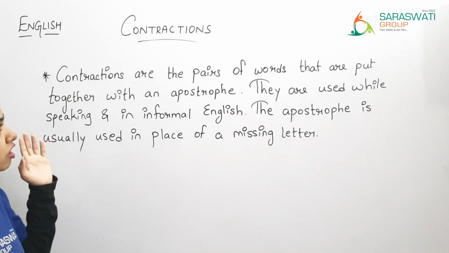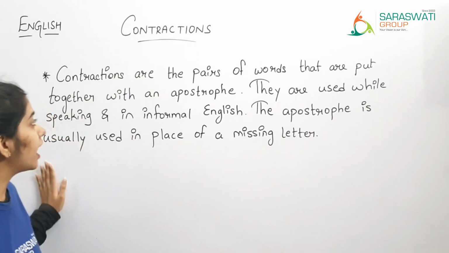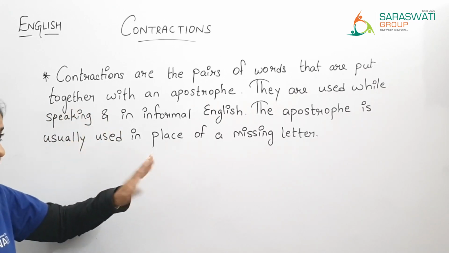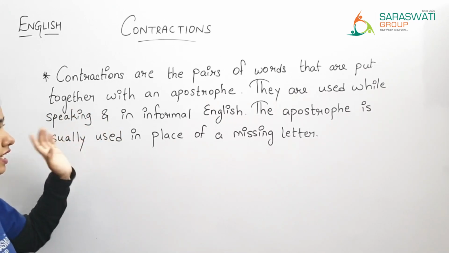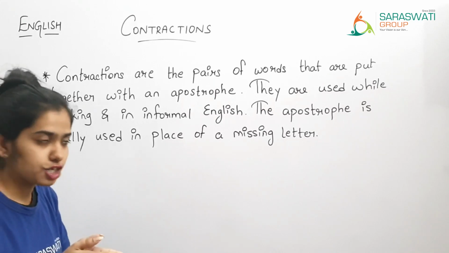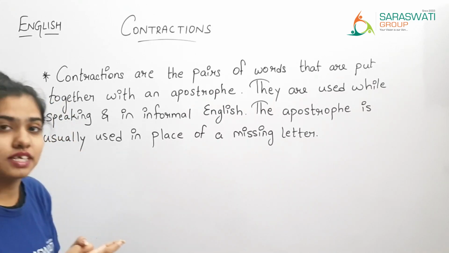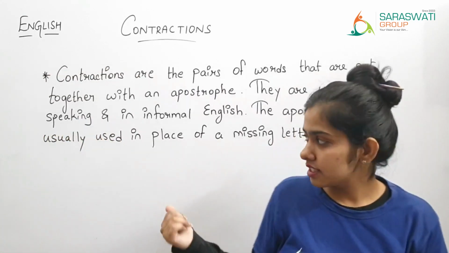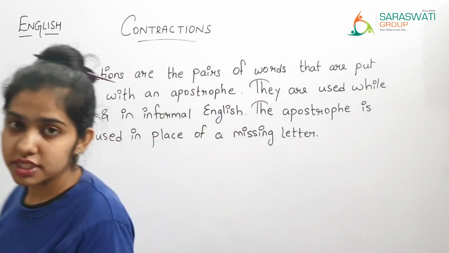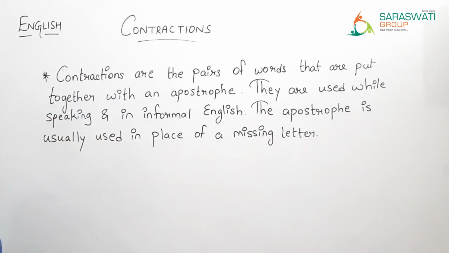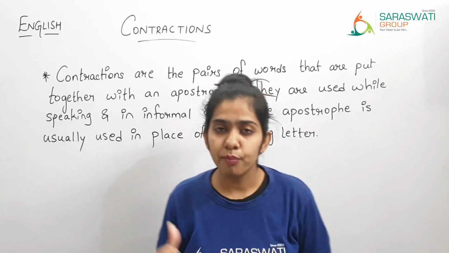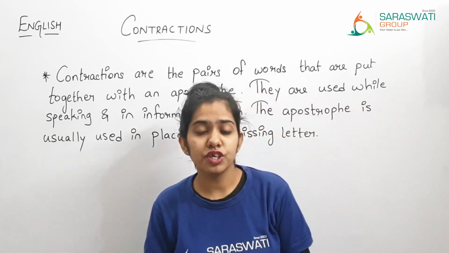Okay, so contractions are the pairs of words that are put together with an apostrophe. They are used while speaking and in informal English. The apostrophe is usually used in place of a missing letter. So this is the definition. If you want to copy it down in your book, you can copy it down. Okay, so I hope that you have copied it down in your book.